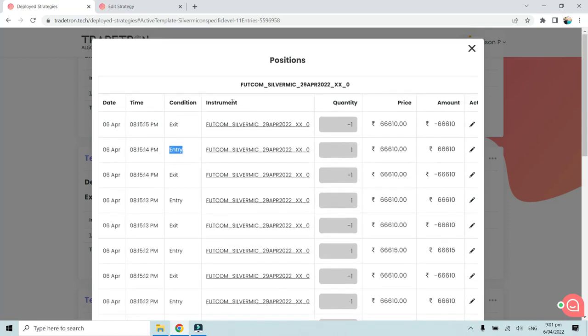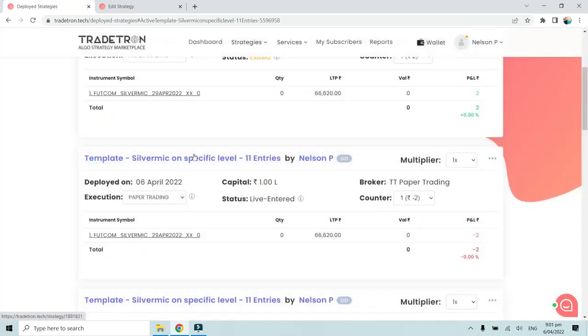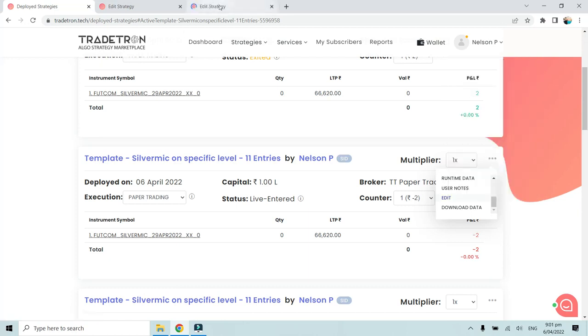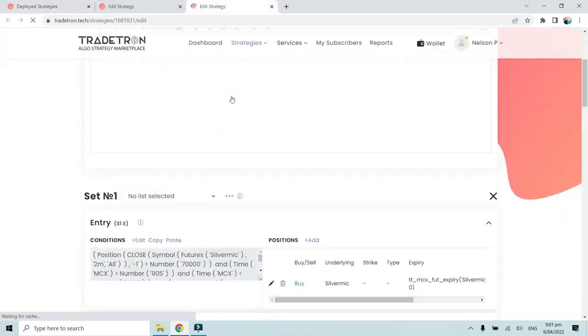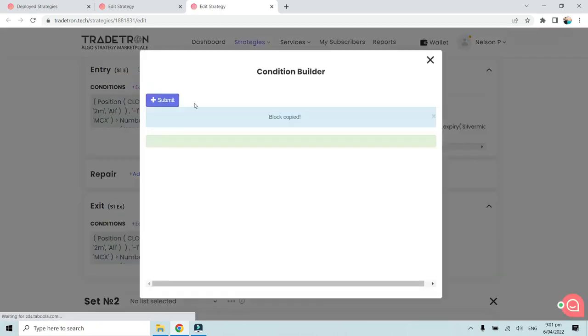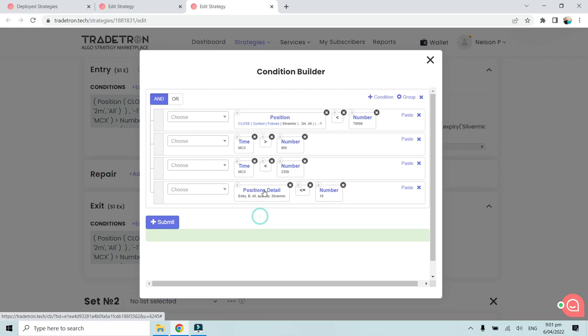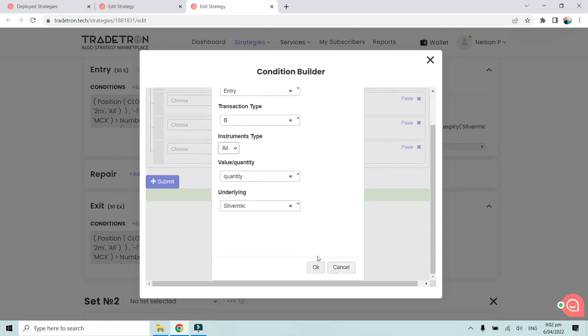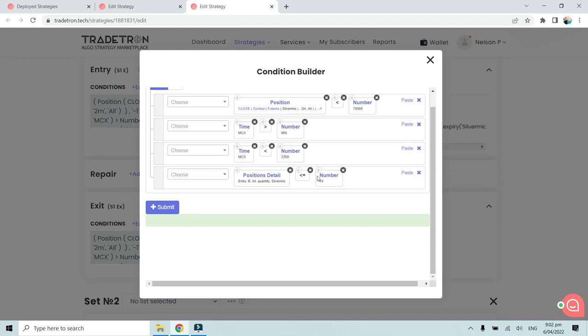As we can see, we have restricted the number of entries the strategy takes to 11, and beyond that, even if the condition is true, it will not take any trade. We will see how we have restricted this entry. We go to the edit page of this strategy, and we can see that even though the conditions are the same, we have used this condition of positions detail. In positions detail, we have said the entry of buy position of this silver mic underlying should be less than or equal to 10.